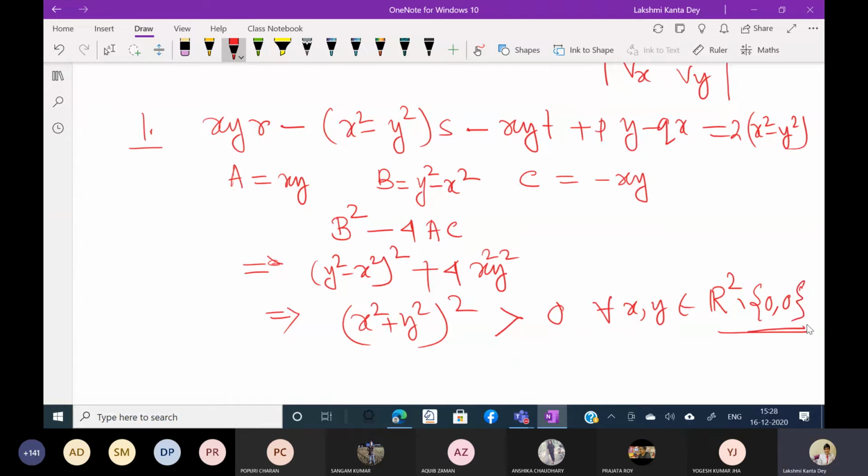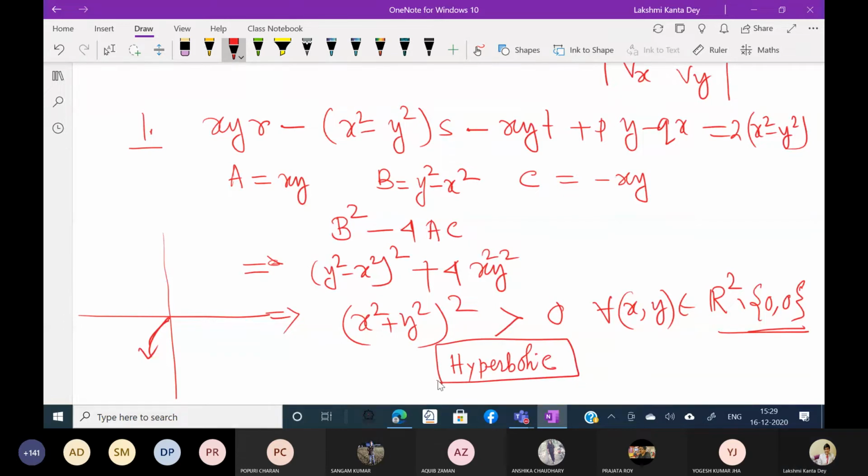That means at the origin only it is 0, but except the origin it is positive. That means the whole plane except for this particular point, the origin, is hyperbolic. Clear?